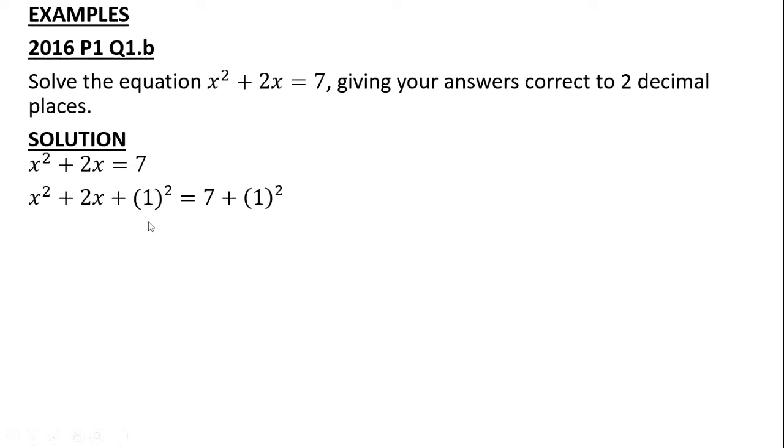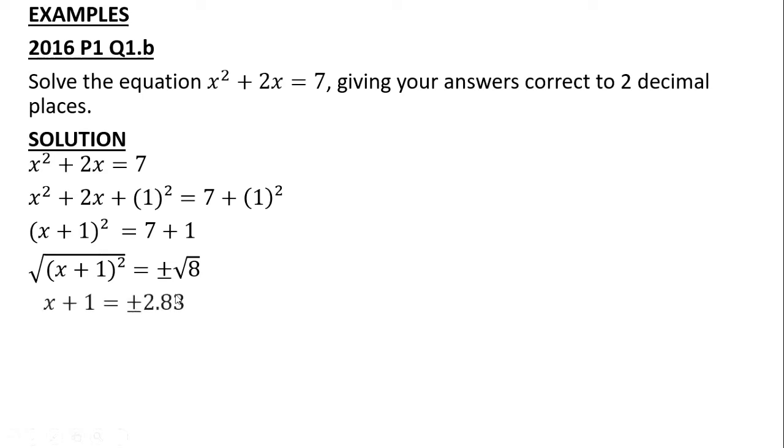Factorize what is on the left hand side. You are going to get, open your bracket, x plus 1, close your bracket squared, equal to 7 plus 1. Then to get rid of this squared, we have to introduce the square root on both sides. When we introduce the square root on both sides, that squared will go. So we are going to remain with x plus 1. When you add 7 plus 1, you get 8. The square root of 8 is plus or minus 2.83.